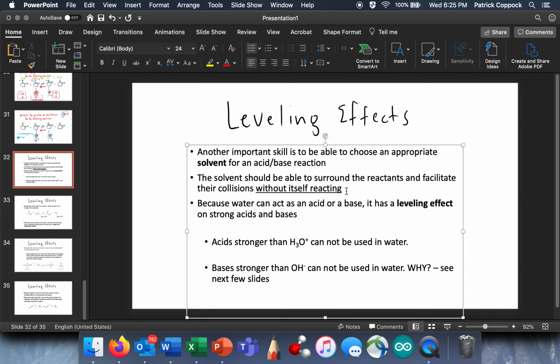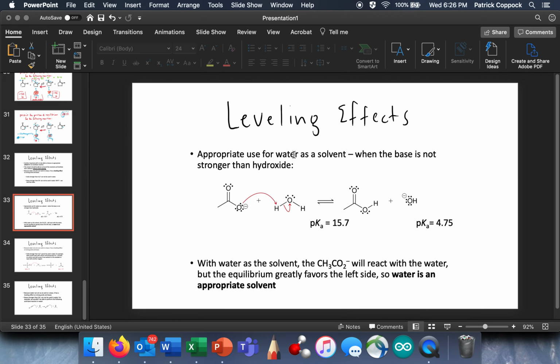Now, water is a fantastic solvent and we'll use it a lot. But since it can act as an acid or a base, it has what we call a leveling effect on strong acids and strong bases. In other words, acids that are stronger than H3O+ cannot be used in water. Bases that are stronger than OH- cannot be used in water. And why is that? Let's talk about it now.